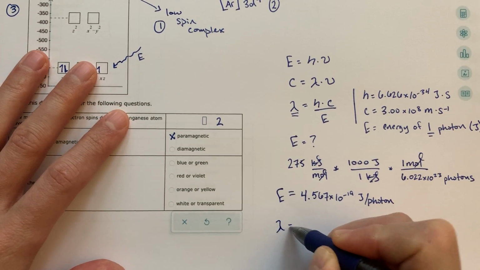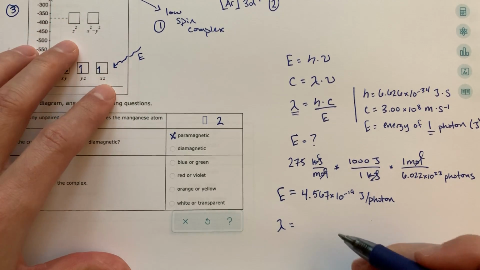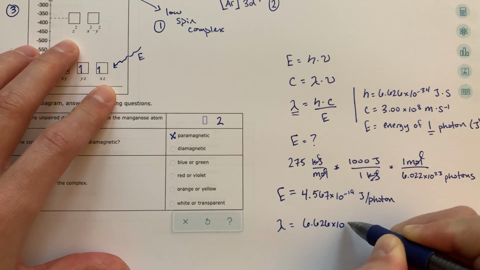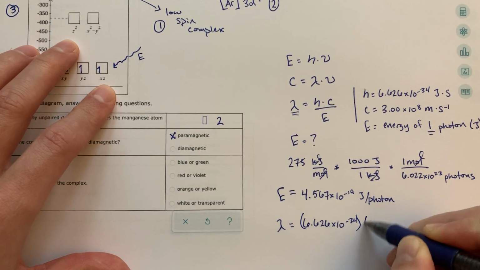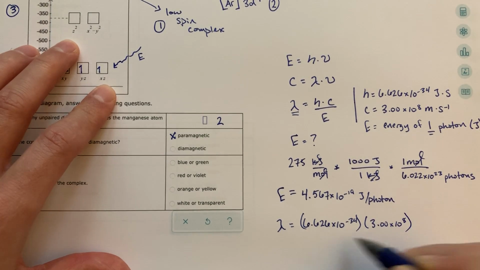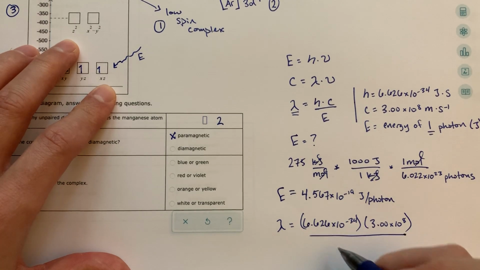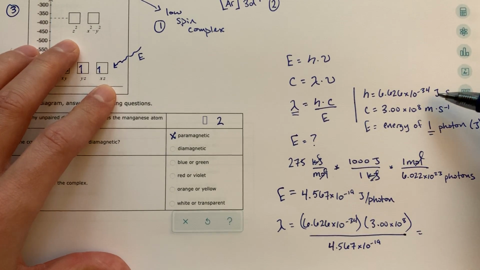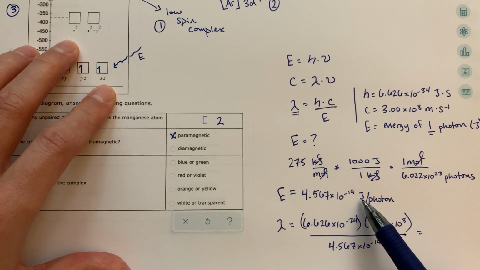So our wavelength for this photon that's going to be coming in and being absorbed is going to equal Planck's constant, 6.626 times 10 to the minus 34th, times the speed of light, 3.00 times 10 to the 8th, divided by the energy of that one photon, 4.567 times 10 to the minus 19th. And then we can see that our units are consistent here: joules, seconds, meters. So that's going to be telling us that this wavelength is going to be in terms of meters. And here we've got joules per photon, so that'll make sense.